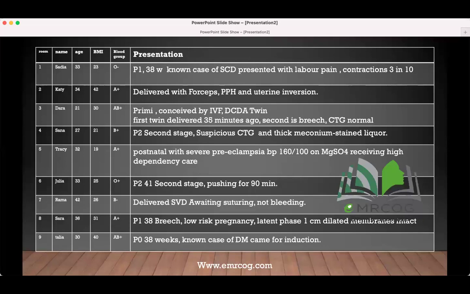That's it, okay? So after you finish your emergencies, you have to go and review this case. Right, the top emergency cases, you go and review the case. Now we have number 6. So number 6 is again prolonged second stage. The prolonged second stage and pushing for 90 minutes.